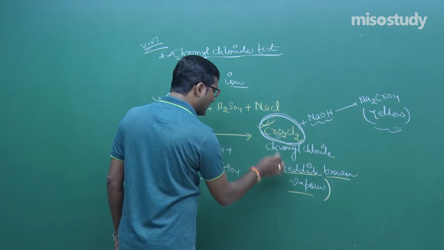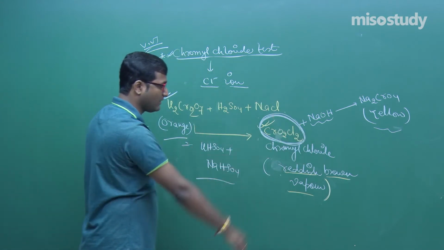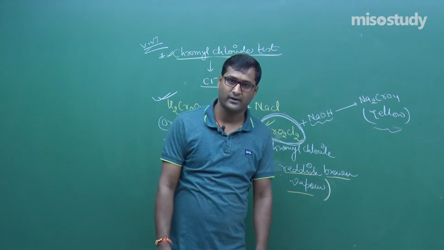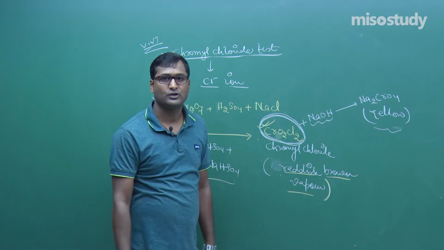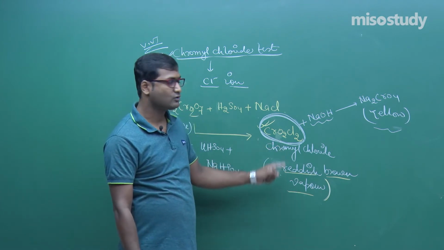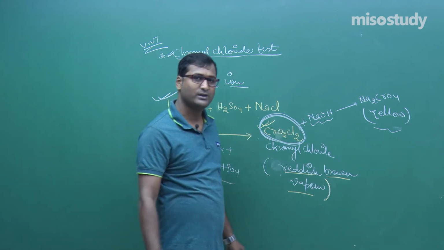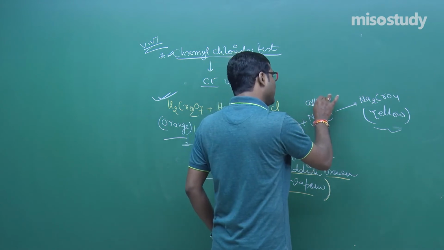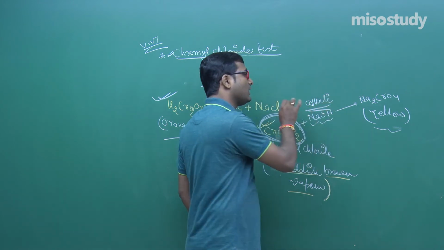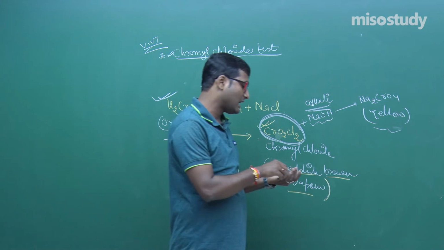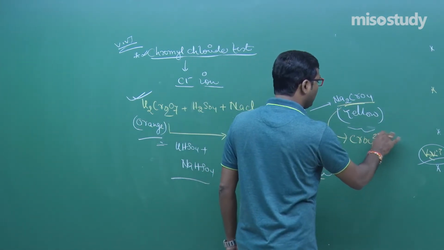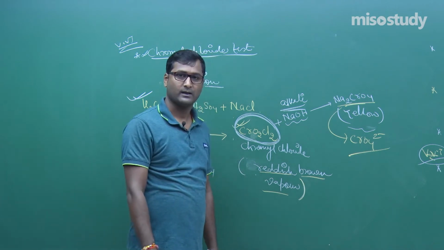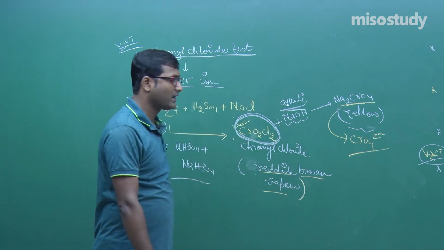Because the color changes. Orange converted to reddish brown vapor, my friend, and the reddish vapor proves that there is a formation of a new compound, and this is chromyl chloride, which on further treatment with NaOH, that is alkali, gives a yellow color, that is Na2CrO4, the CrO4 2- ion. Am I right? Yes sir, you are absolutely right.